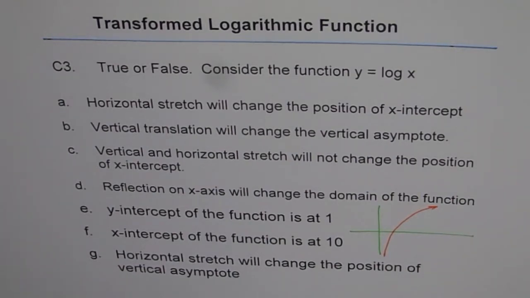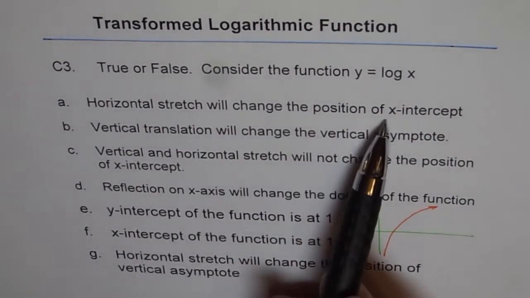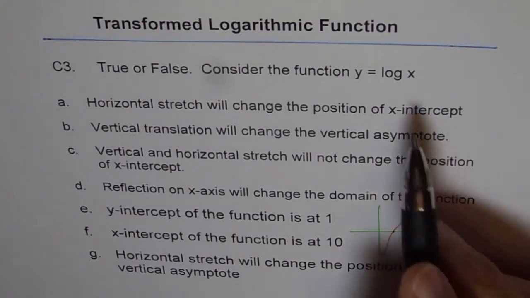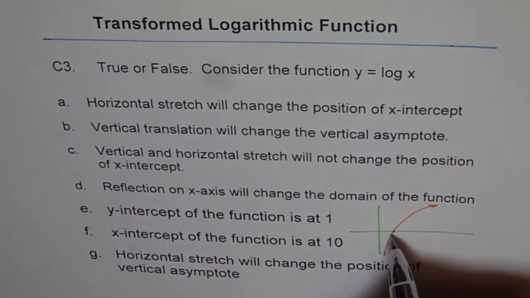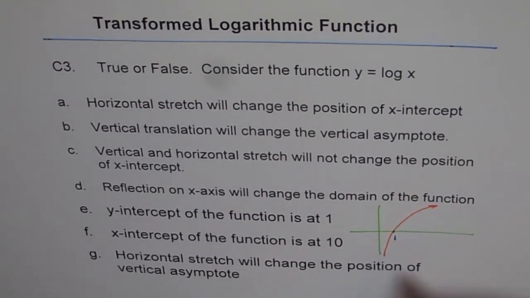Now, first one, horizontal stretch will change the position of the x-intercept. That is the x-intercept, and for log x, that x-intercept will always be at 1, correct? That is the first thing. It is always at 1. Why is it at 1? Because anything to the power of 0 is 1. Do you understand? Anything to the power of 0 is 1. That is why it is 1.